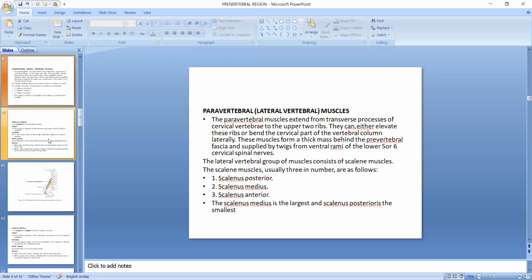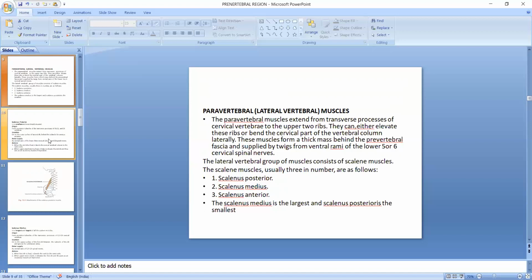Now we will discuss the paravertebral muscles, meaning lateral vertebral muscles. The paravertebral muscles extend from transverse processes of cervical vertebrae to the upper two ribs. They can either elevate these ribs or bend the cervical part of the vertebral column laterally. The muscles form a thick mass behind the prevertebral fascia and are supplied by twigs from ventral rami of the lower fifth or sixth cervical spinal nerves.